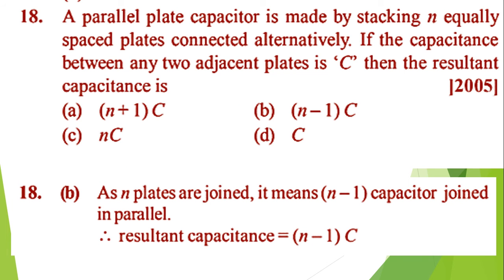Next, a parallel plate capacitor is made by stacking equally spaced plates connected alternately. If the capacitance between any two adjacent plates is capital C, then find the resultant capacitance. This is a standard problem. When N plates are joined, it means N minus 1 capacitors are joined in parallel. So the resultant capacitance is equal to N minus 1 times C. So the right answer is B. A, C, D are not possible.